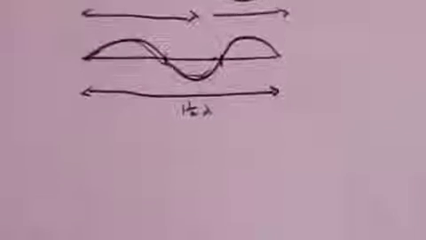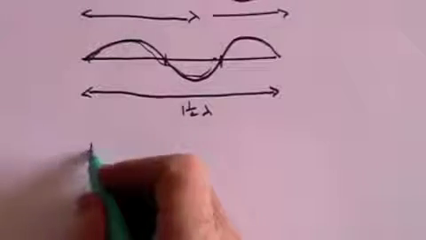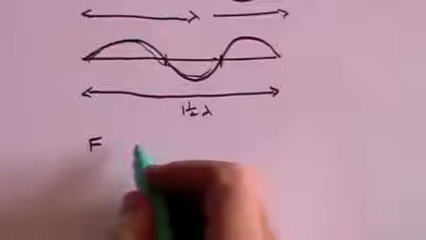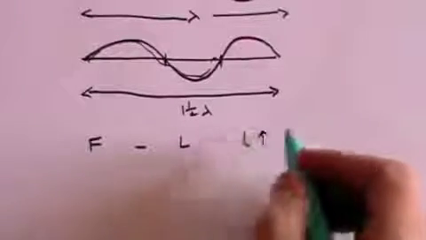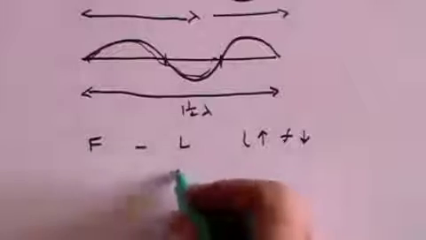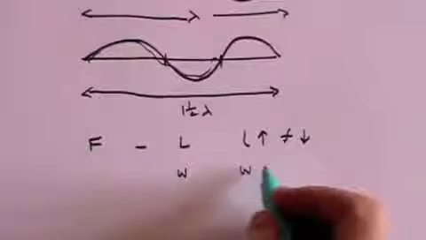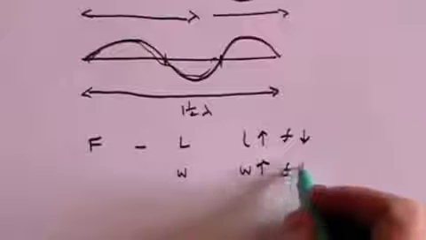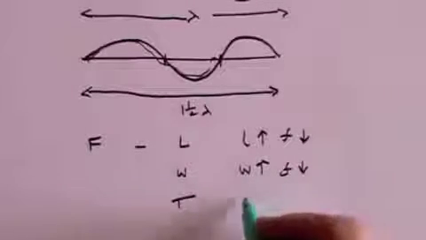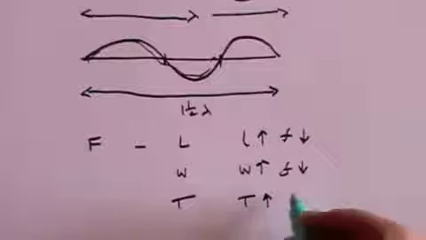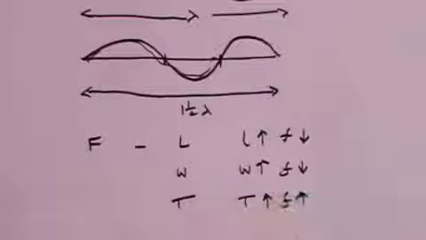Now, the frequency of a string is determined by its length, and as the length goes up, the frequency goes down. Its weight, and as the weight goes up, the frequency goes down. And its tension T, and as the tension goes up, the frequency goes up.